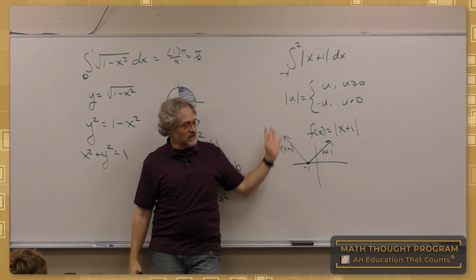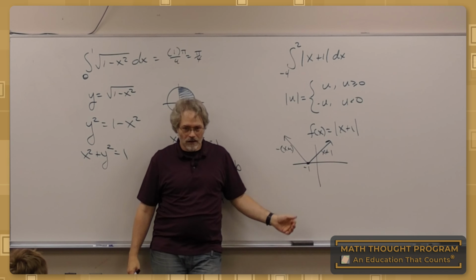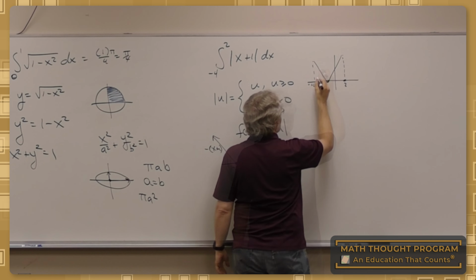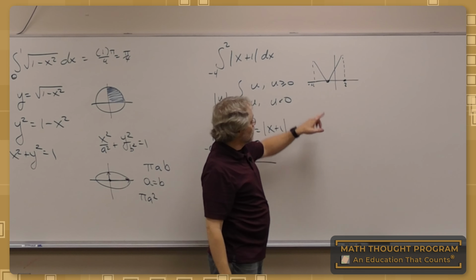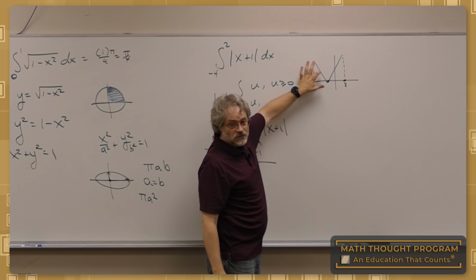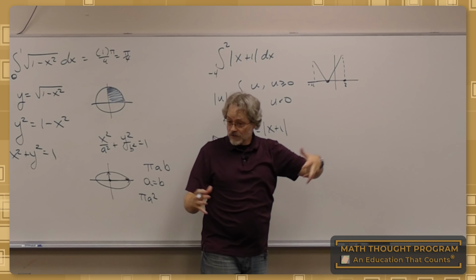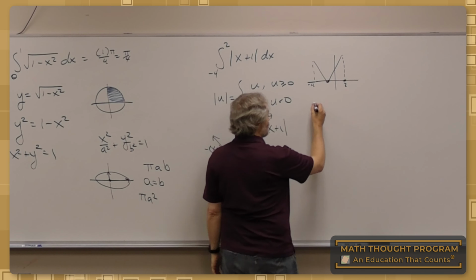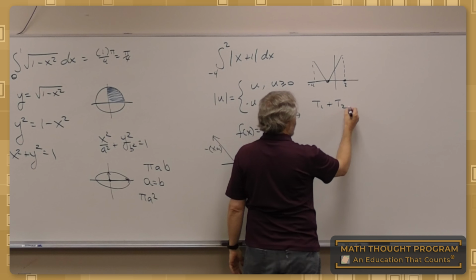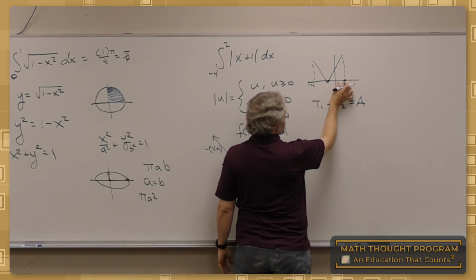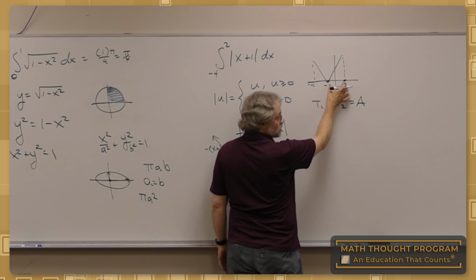I take it, sketch it out, and then I look from -4 to 2, and what I realize is nothing more than two triangles. I find the area for the two triangles, I combine them, add them up, and I find the area under the curve. So for this one, this has a distance of 2, all the way here a distance of 3.